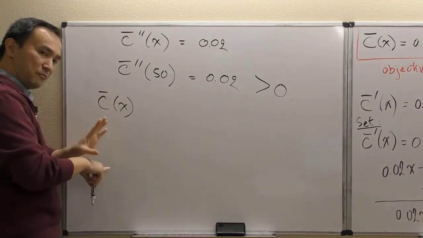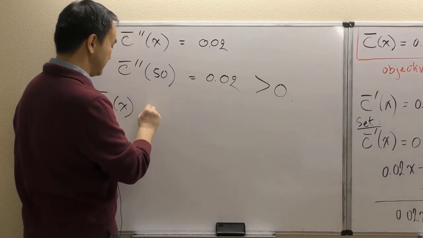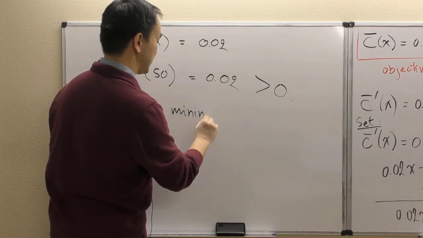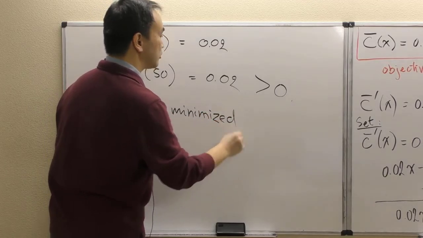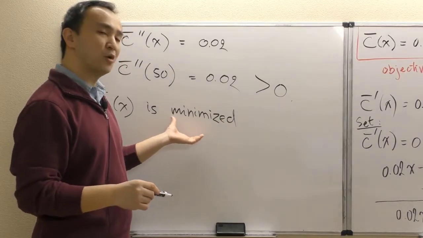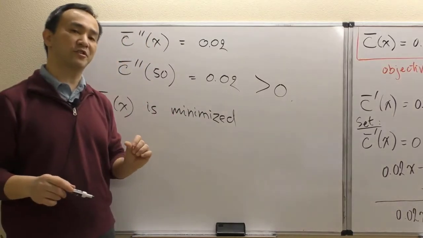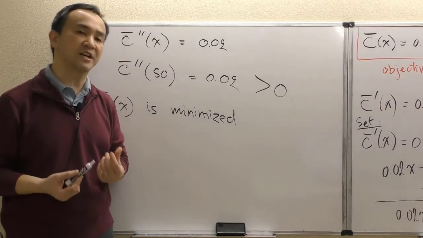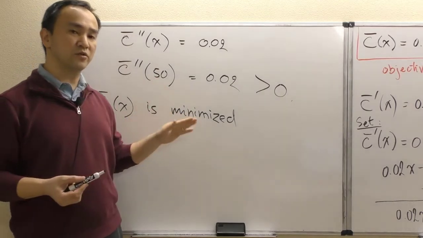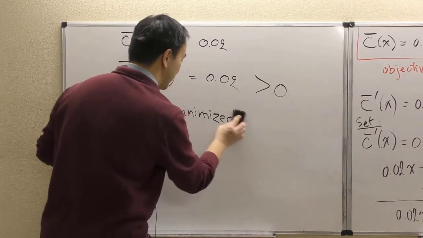C bar, as our main objective function, is minimized. If anyone is a little surprised about how this inequality leads to this conclusion, then I highly recommend that you go back and review my earlier video lecture regarding how we can use a second derivative test to decide whether a critical value will produce a maximum or a minimum. So C bar is minimized, or how about a better way of saying that?